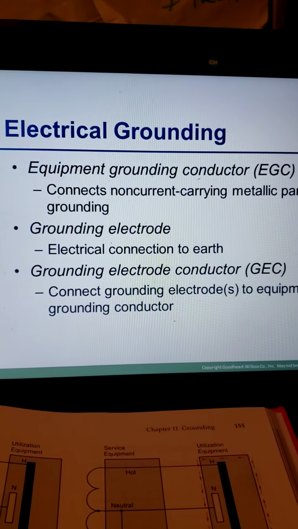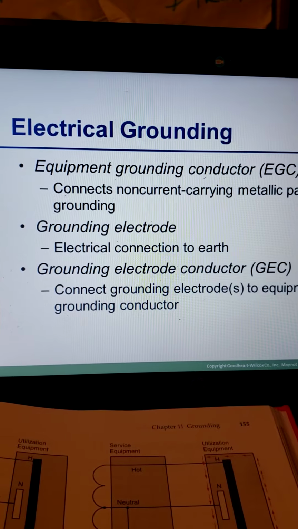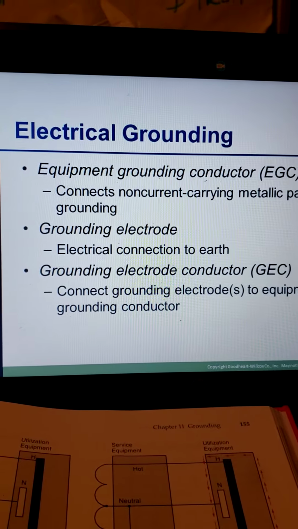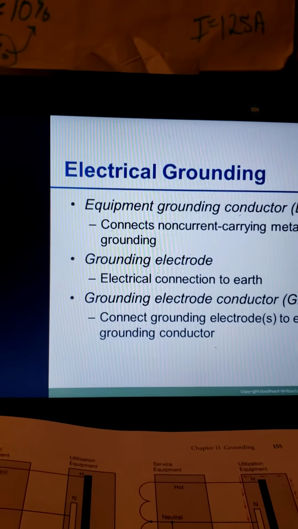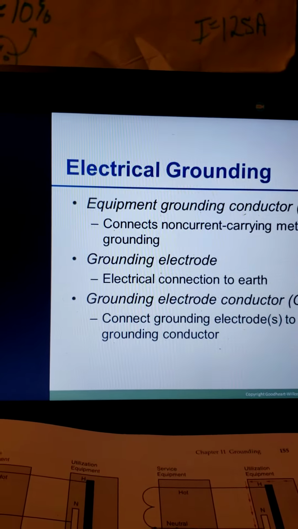Grounding electrode conductor, the conductor used to connect the grounding electrode to the equipment grounding conductor. So that's our ground rod we're taking out. That's a number 6 solid, number 4 solid, or we're taking it down and laying it in the ground rod, in the concrete. Okay. Then it goes on grounding.